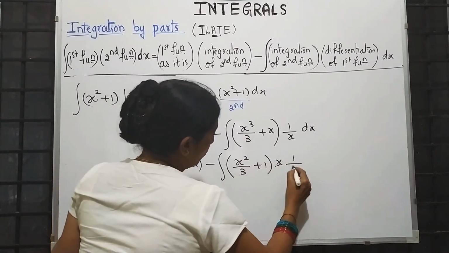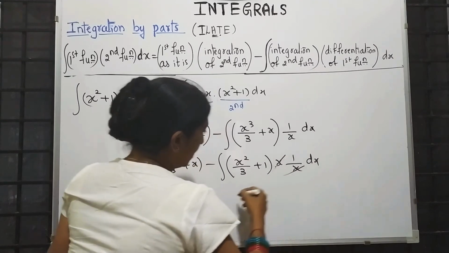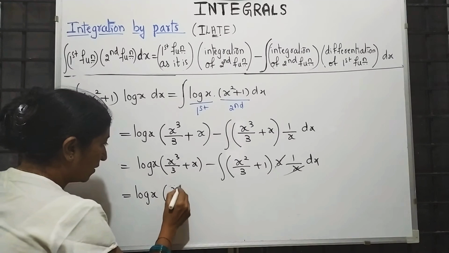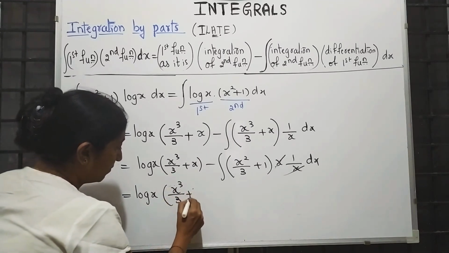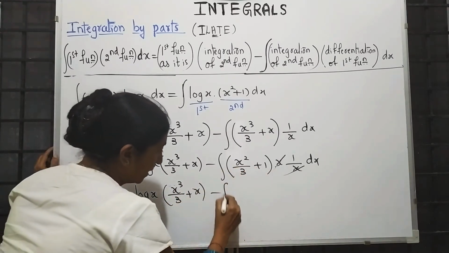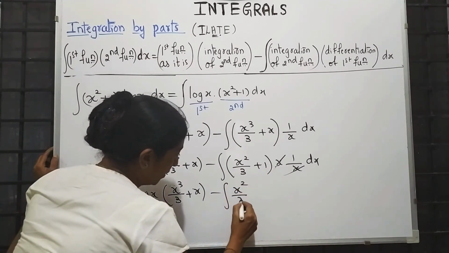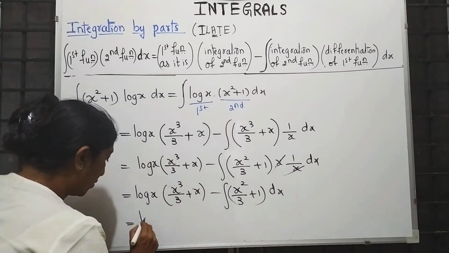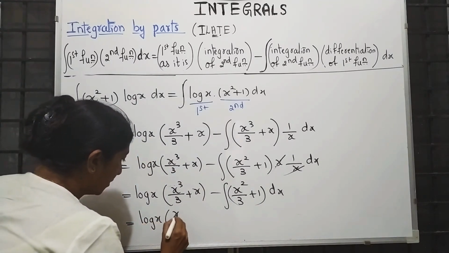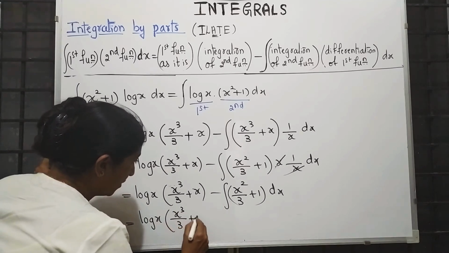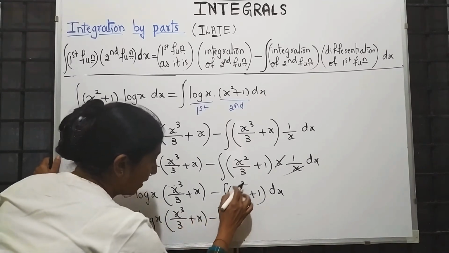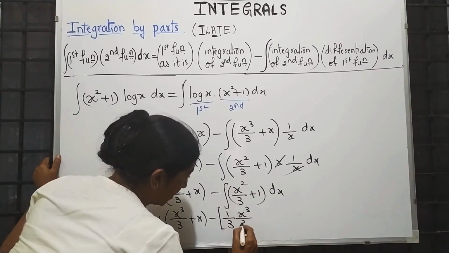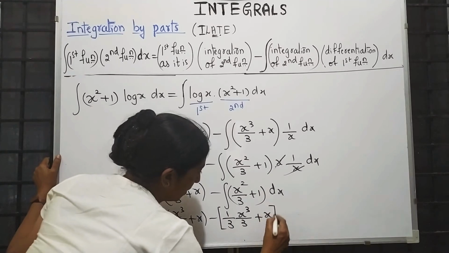x common into 1 by x dx. Here x gets cancelled. Log x, x cube upon 3 plus x minus, only this term is remaining, x square upon 3 plus 1 into dx is remaining. So it is log x, this is x cube upon 3 plus x minus, in the bracket 1 by 3 constant, integration of x square is x cube by 3 plus integration of 1 is x plus c.